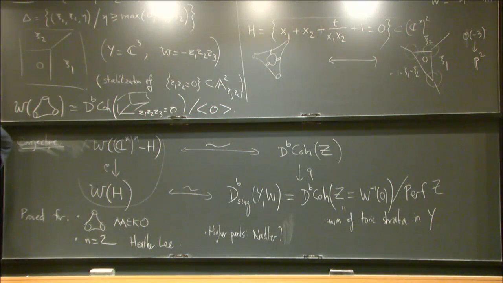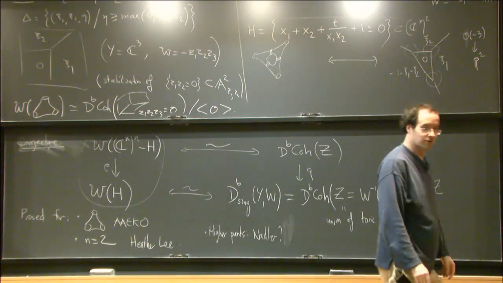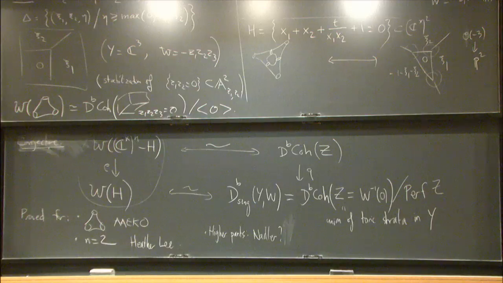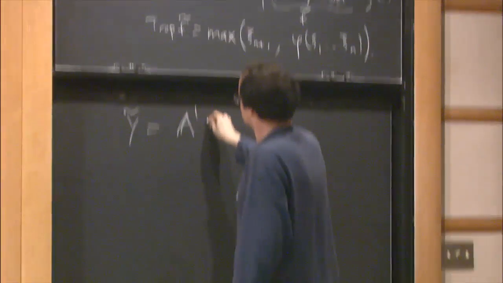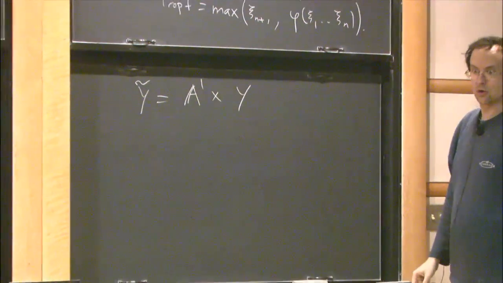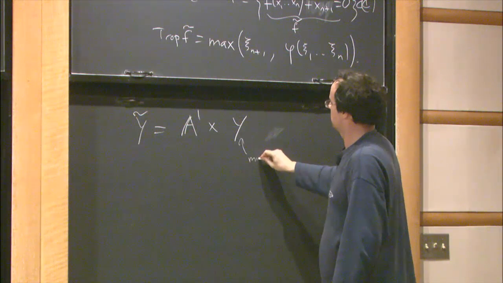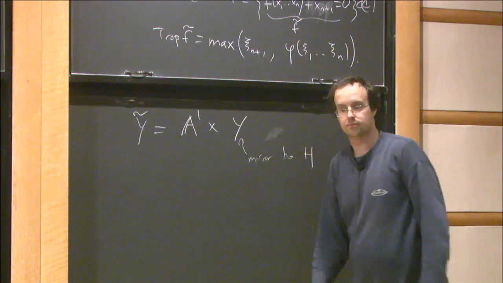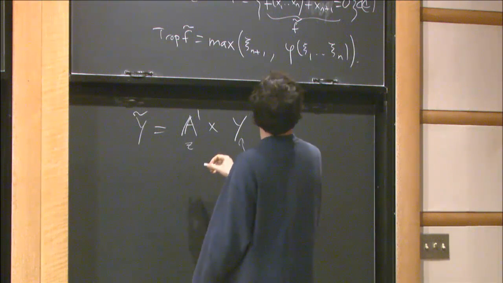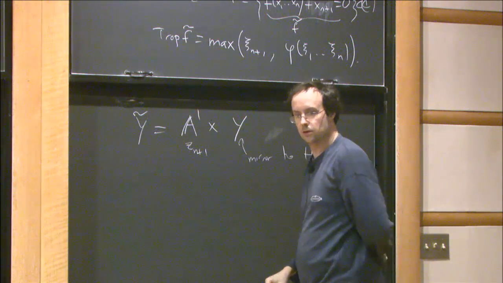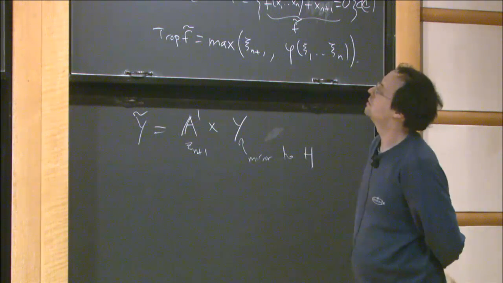If I try to stabilize, basically pairs of pants stabilize to each other. That's probably the simplest way to say it. So the statement is the Y tilde that I get out of this is going to be A^1 times the Y that was mirror to H. And the superpotential on that, let's call this guy z_(n+1) out of, do I have that right? Or do I have it wrong?